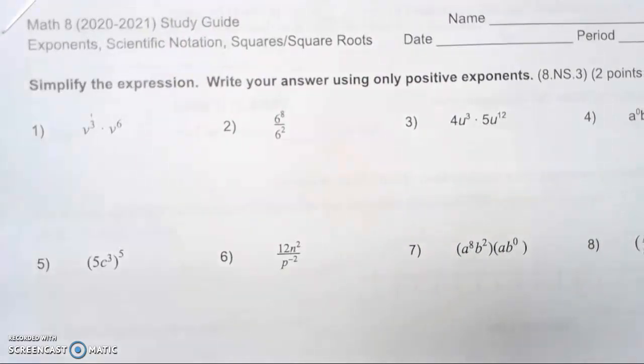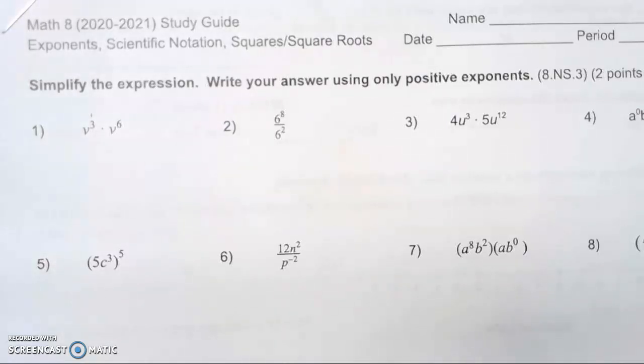Alright, so I am going to go through your guys' study guide for the exponent, scientific notation, squares, and square root test that you guys will have on Monday for cohort 1 or Tuesday for cohort 2. So these first 8 questions are just the basic exponent rules that you guys needed to know. You guys took a quiz on this last week or this week.